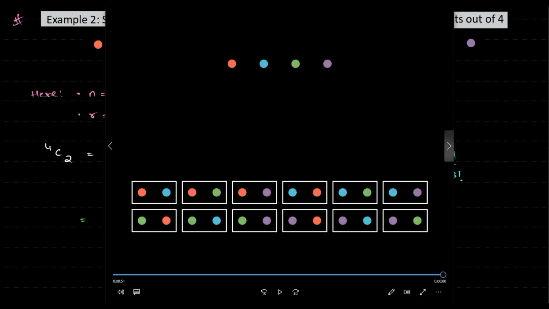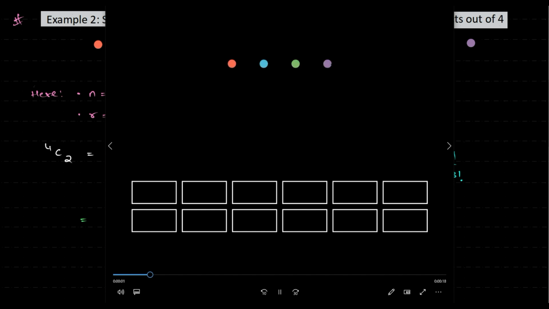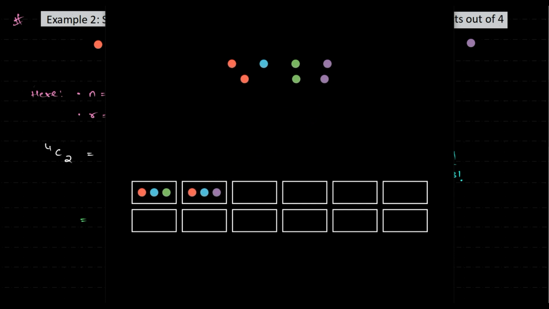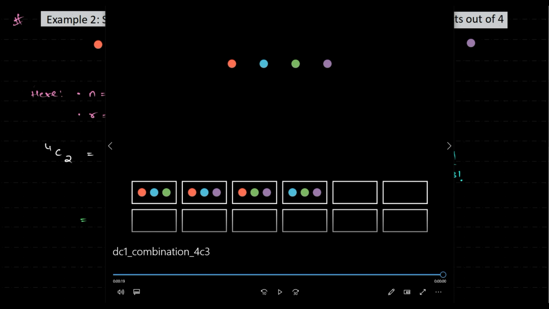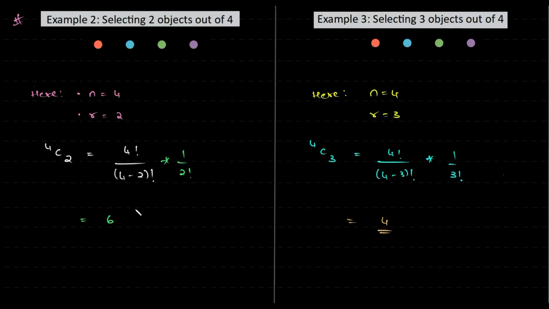So as you can see, as and when we go towards selecting more things, the number of combinations is reducing. And that's it, right? We don't have more possibilities. So there are 4 ways of selecting 3 objects from a group of 4.